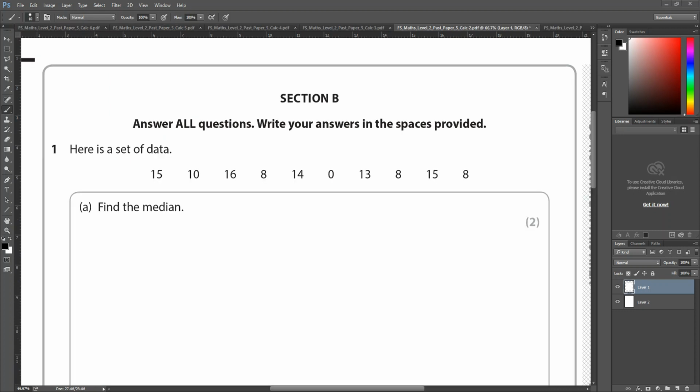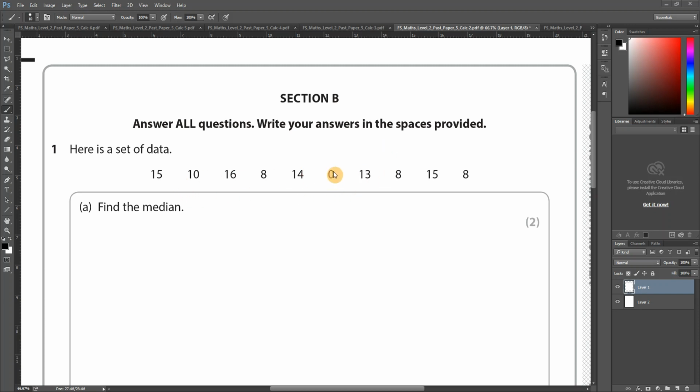Question 1, here is a set of data. Part A says, find the median for 2 marks. So hopefully you know that median is when you put these in order, ideally from smallest to largest, or you can do biggest to smallest, and then you're looking for the middle number, so you work your way towards the center. So let's put these in order.